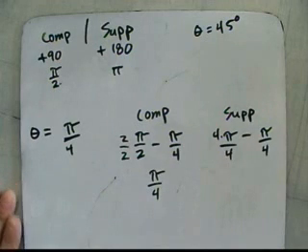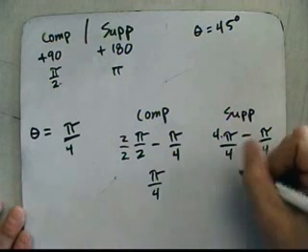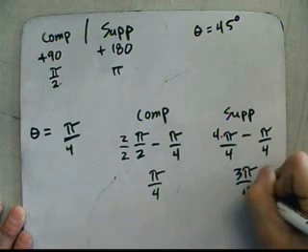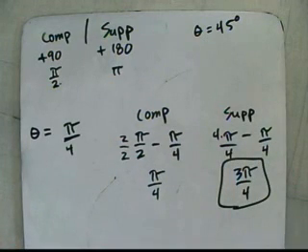So common denominator 4. 4 pi, take away that 1 pi, I get 3 pi divided by 4. So that's my supplement for that guy.